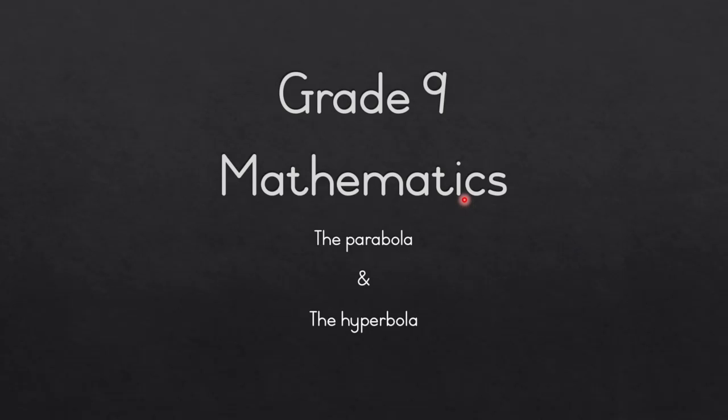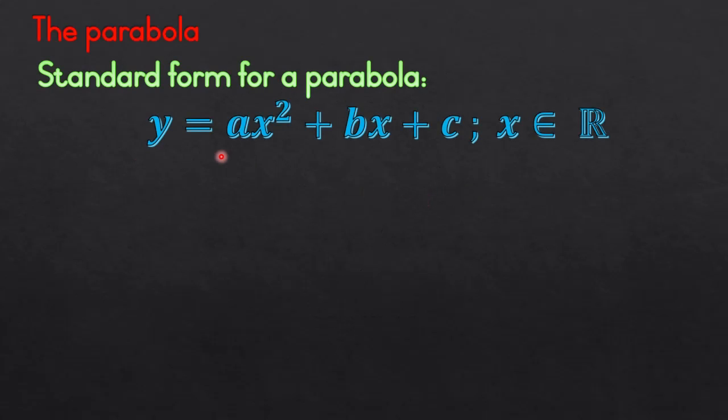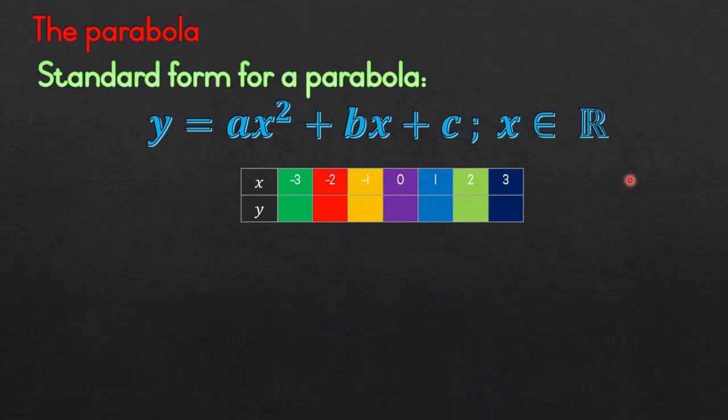Today we're looking at the parabola and the hyperbola. The parabola has a standard form that looks like this: y equals ax squared plus bx plus c, where x is an element of the real numbers. We are going to do an example that looks like this.